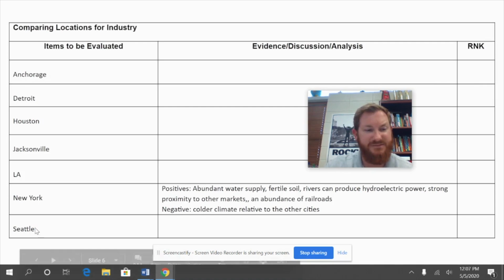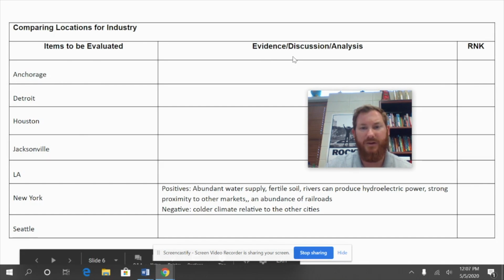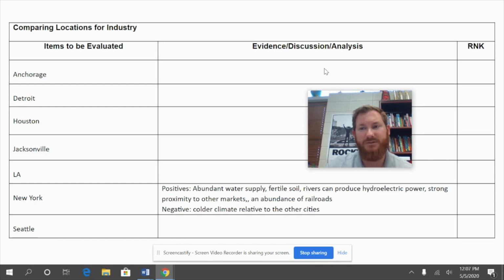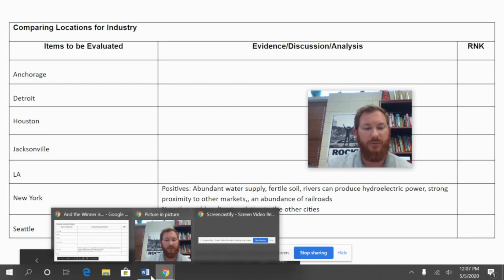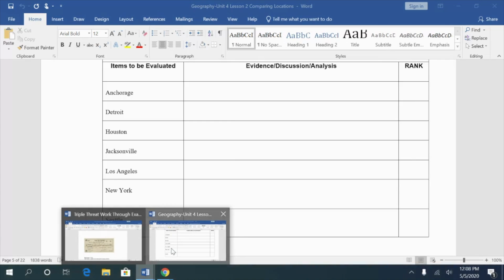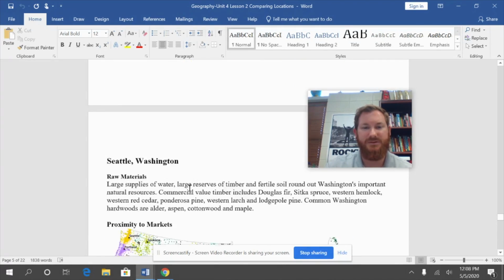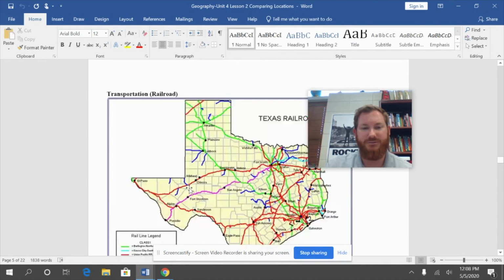So we have the 7 cities over here. We have a place for them to write down or type evidence and discussion and analysis points. And then finally over here is where they're going to rank those. If I were to teach this lesson, I would use it in conjunction with iCharge.